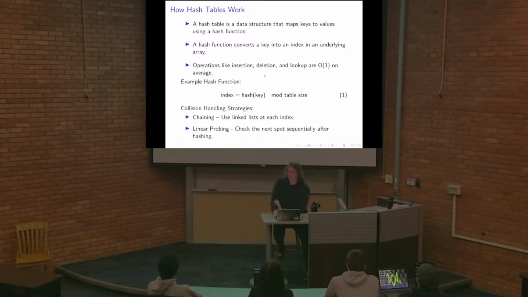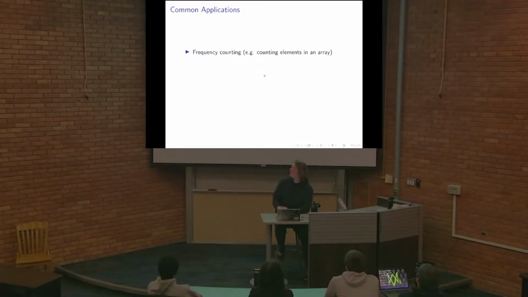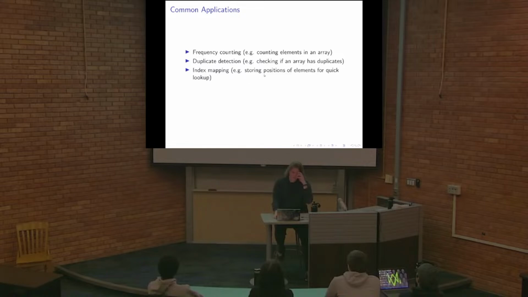Something that we don't have to loop through to find where something is stored. So some common applications of hash maps: we're going to be doing frequency counting, like counting all the elements in an array, counting how many of them are the same. Duplicate detection: if we take something, hash it, and something else hashes to the same thing, and they are the actual same value, then we found a duplicate. So it's really good for that.